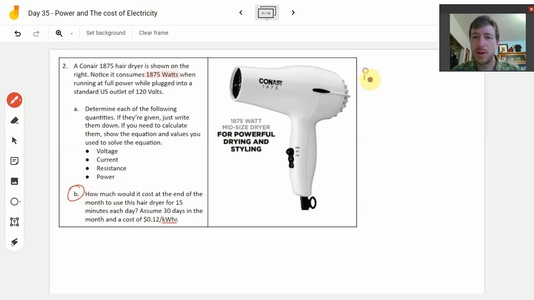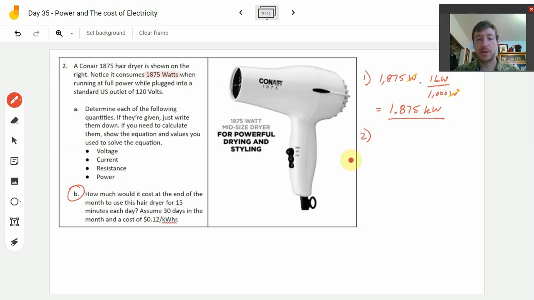So step number 1, we convert our power to kilowatts. So 1,875 watts times 1 kilowatt over 1,000 watts. Watts on top, watts on bottom. Those watts cancel. We're left with just kilowatts. So this gives us 1.875 kilowatts.